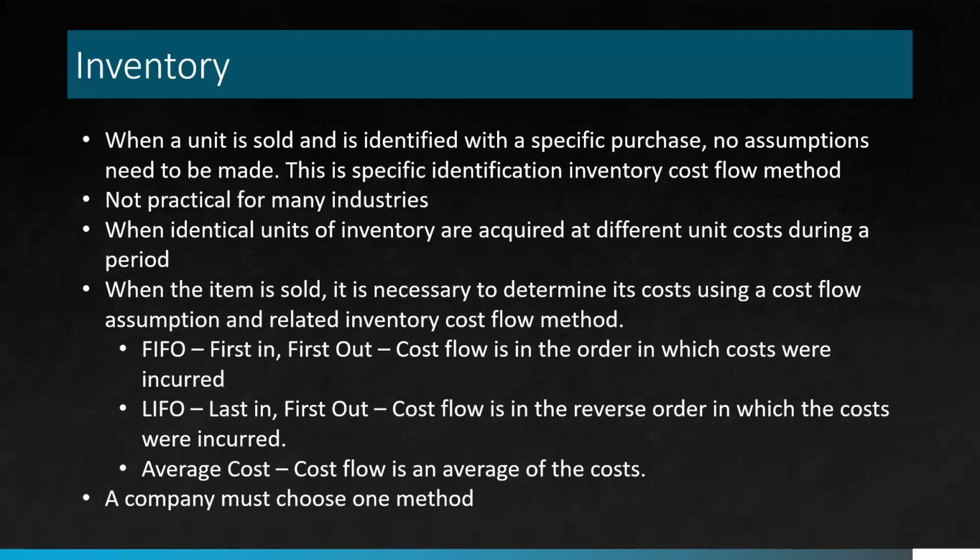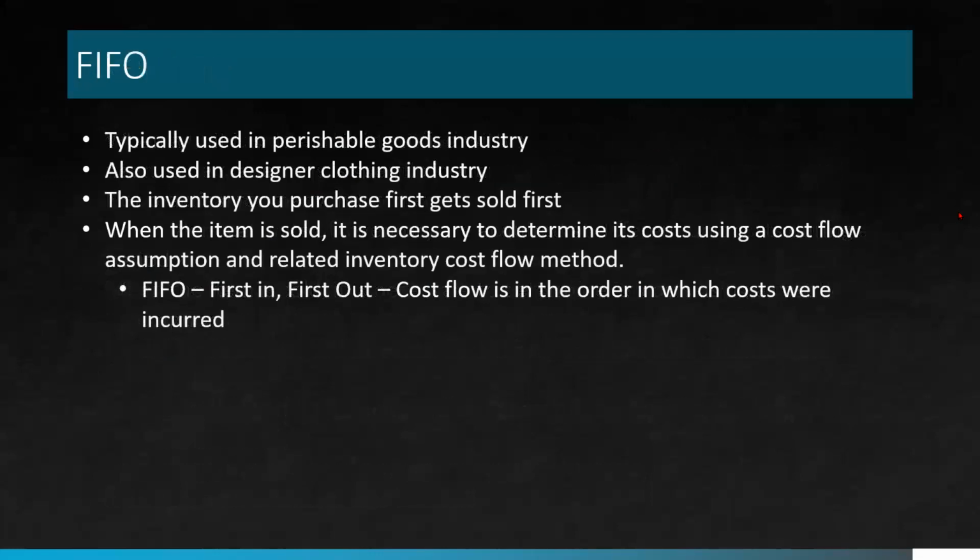And a company can go back and forth with FIFO, LIFO, and average. However, when it comes time for a company to file their financial statements, one has to be selected. And if a company is going to change, they have to give substantial evidence as to why they are changing their methodology. So first, we're going to talk about FIFO, which is first in, first out.